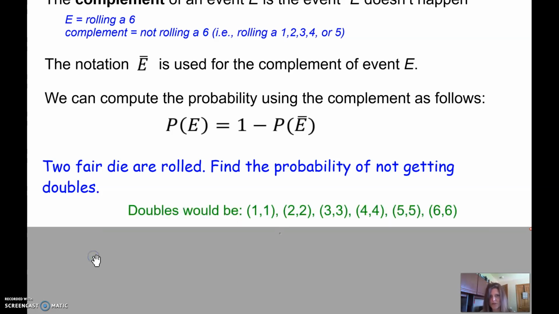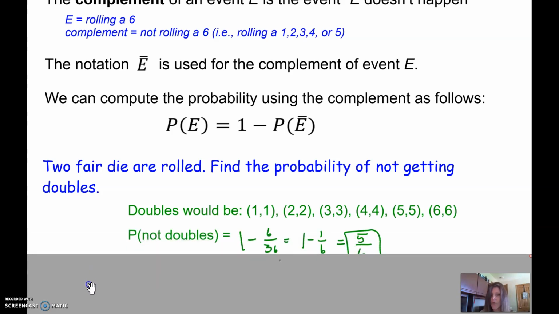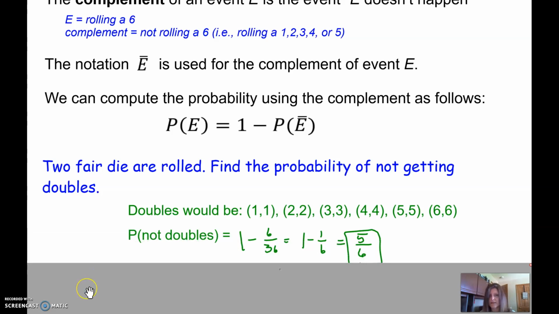Well, that's pretty quick to list out. Doubles are 1,1; 2,2; 3,3; 4,4; 5,5; and 6,6. So to calculate the probability of not getting doubles, we would take 1 minus the 6 over 36, getting doubles, which will reduce to 1/6, and that gives me a final answer of 5/6 probability.